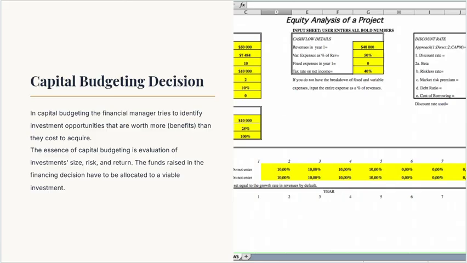The second decision is what we call the capital budgeting decision. And the capital budgeting has to do with selection of the best long-term investments. The other name for this is the investment decision. And the finance manager has to ask himself or herself, which are those investments that are giving us more benefits than the costs that we will expend for us to get those investments.